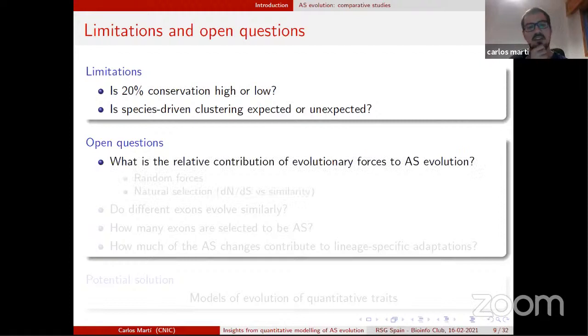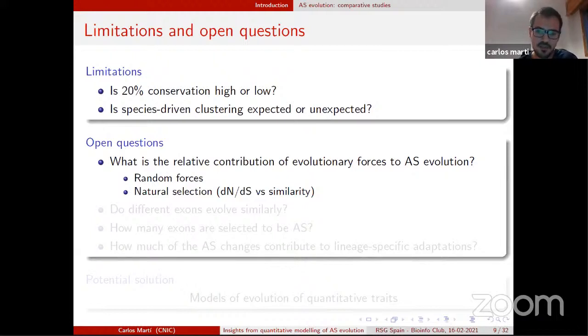We try to ask a different type of question, such as what is the relative contribution of different evolutionary forces to the evolution of alternative splicing. With evolutionary forces, here we will be talking about random forces, which are mutation and drift, and natural selection. For instance, when we are analyzing sequences, we usually are not that interested in the similarity of sequences from different species when we are trying to study natural selection, but rather in the rate of substitution at non-synonymous and synonymous sites. So ideally, we would try to do something similar in this case.